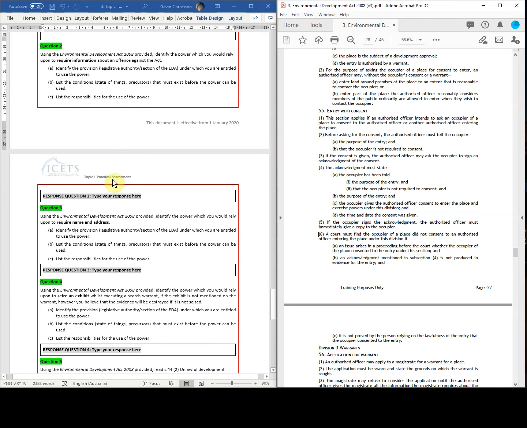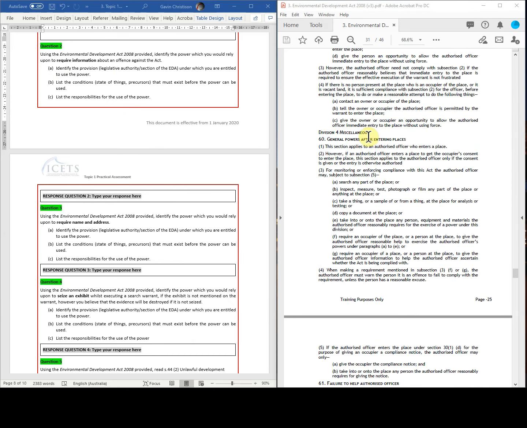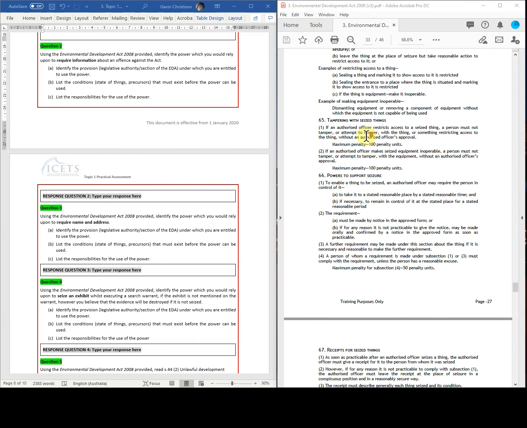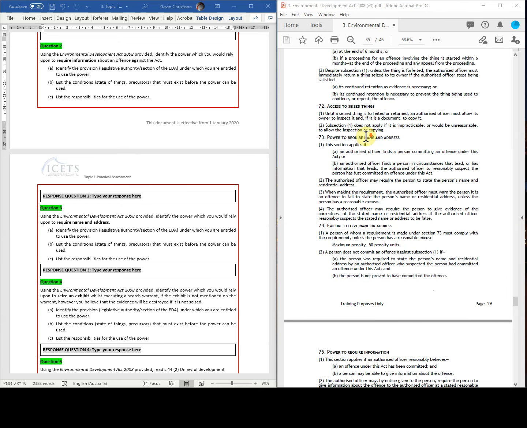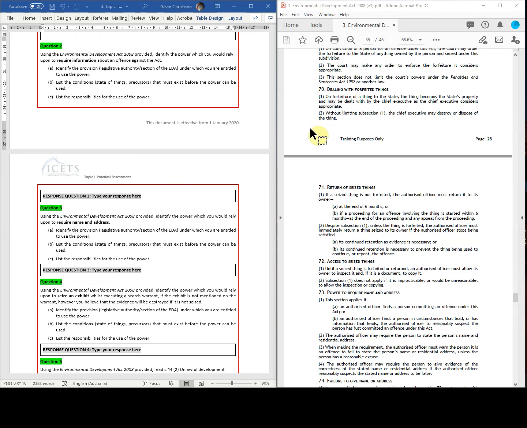When we move on then to question 2, it talks about a power to require information. Now I'll give you a hint here. We're looking at a particular section in the 70s. So look at sections starting from section 70 through to section 80, and you should find a section in there relating to requiring information.